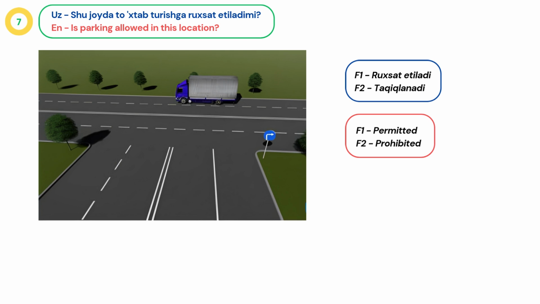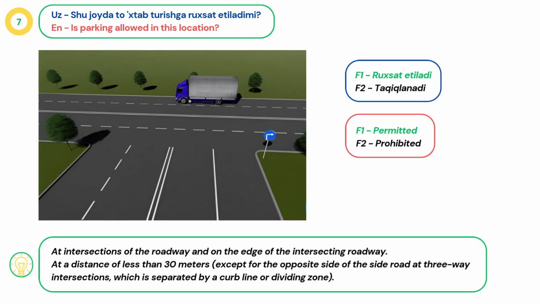Is parking allowed in this location? At intersections of the roadway and on the edge of the intersecting roadway, at a distance of less than 30 meters, except for the opposite side of the side road at three-way intersections, which is separated by a curb line or dividing zone.